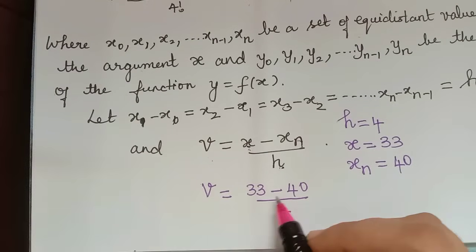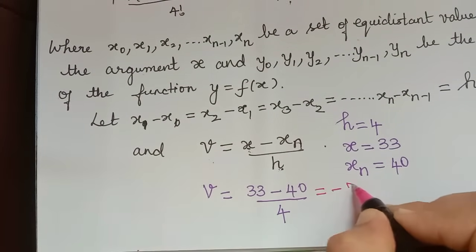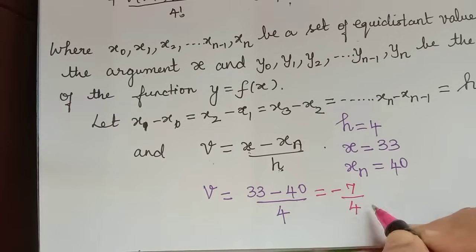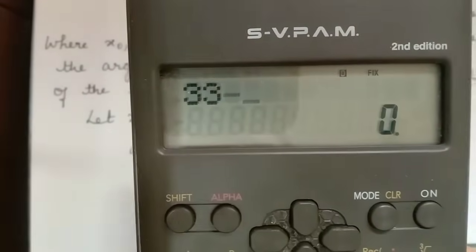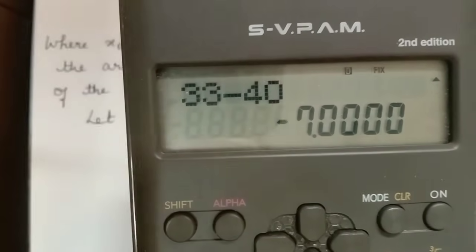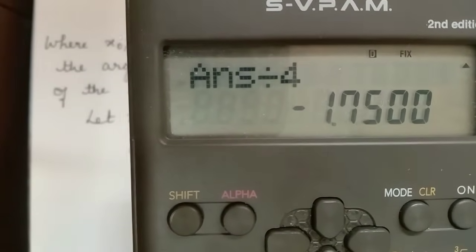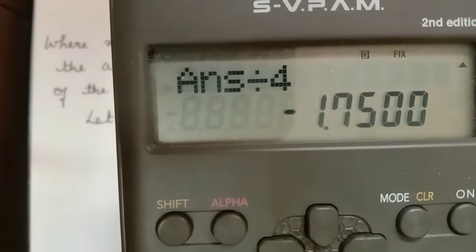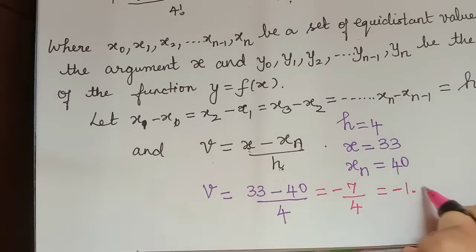So what is 33 minus 40? It is minus 7. So that's equal to minus 7 divided by 4. Let me show that in the calculator also. So if you see here, 33 minus 40 is equal to minus 7, and this has to be divided by 4. And so the answer will be minus 1.75. So the value of v is equal to minus 1.75.